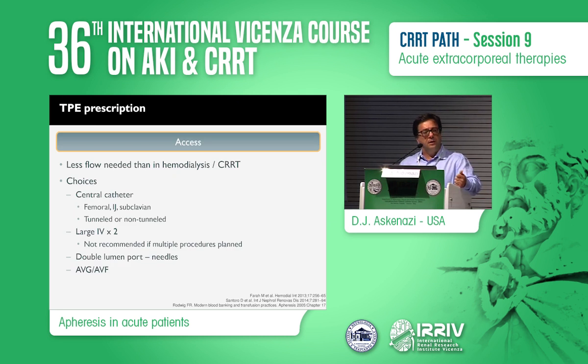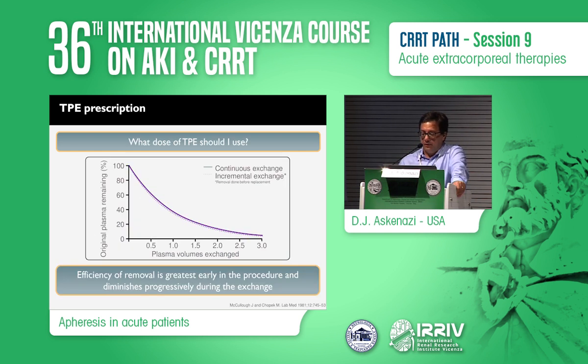The prescription. It's generally you need a little bit less flow. If you have lower blood flow, it's just going to take you a little bit longer to get the job done. So you can have slightly smaller catheters. Some people try to use large-bore IVs, which you can do if you're going to be doing a therapy once a month. But most of these patients in the ICU are getting repeated therapies. So essentially, you're using the same type of catheter that you would use for other extracorporeal therapies.